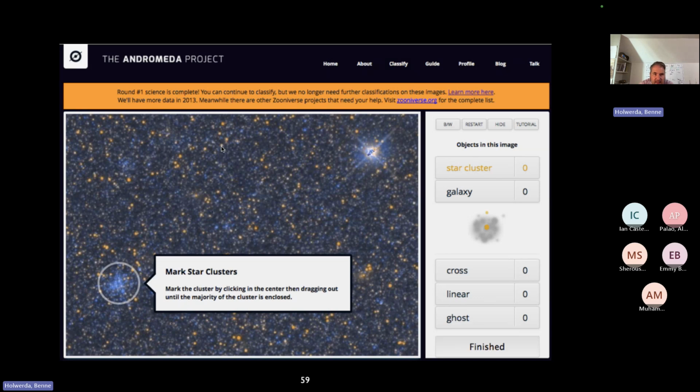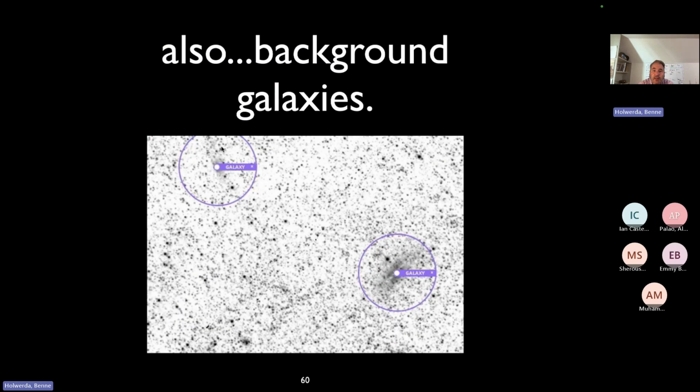And that's a star cluster, but machine learning, especially at the time, was quite bad at identifying that clump of stars as a star cluster. But that's great, again, for citizen science, for getting everyone involved. So you also find background galaxies. You have people who basically draw a circle and say, that looks like a background galaxy to me. That looks like a background galaxy to me. That looks like a star cluster.